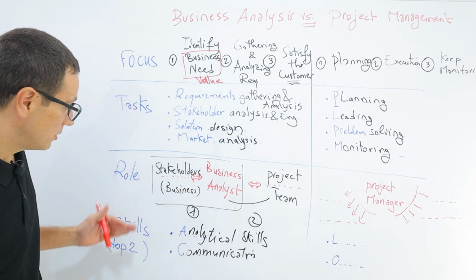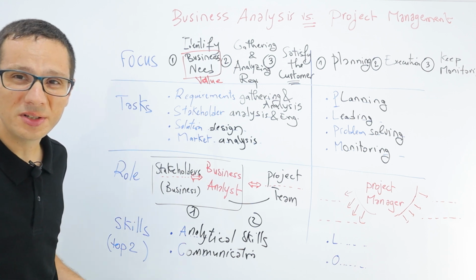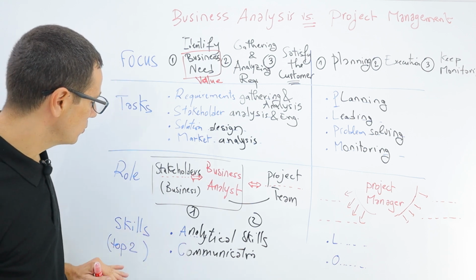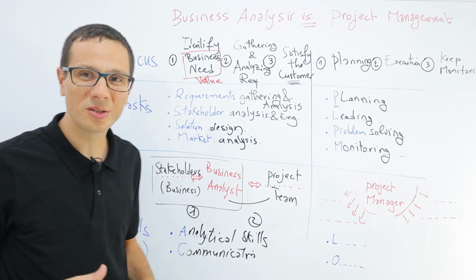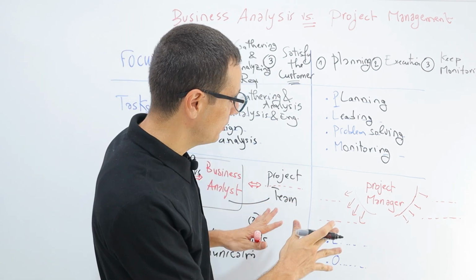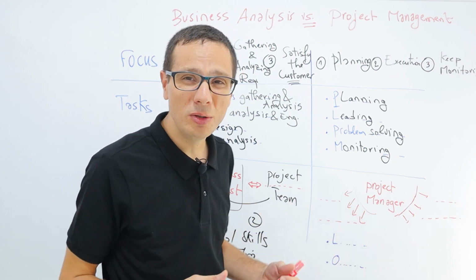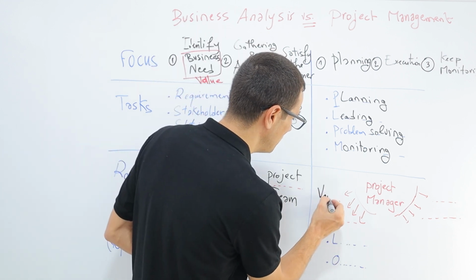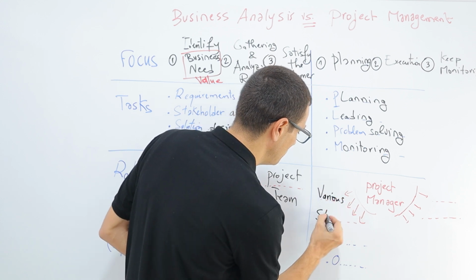Of course, there are other skills that the business analyst could have, but I have just chosen to list here 2 so you will not be overwhelmed. Let's move on to the project manager. The project manager is going to deal with various stakeholders. So here I could say various stakeholders.